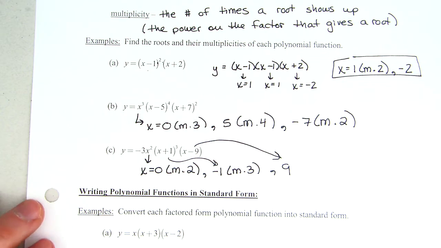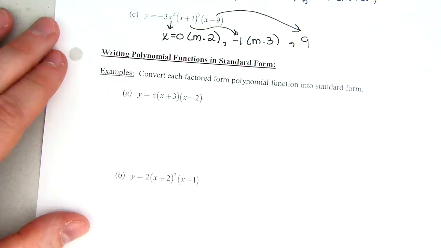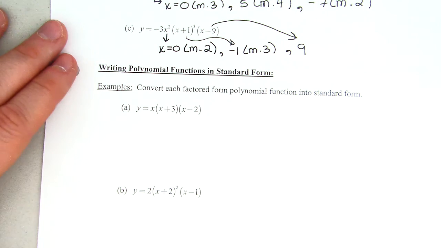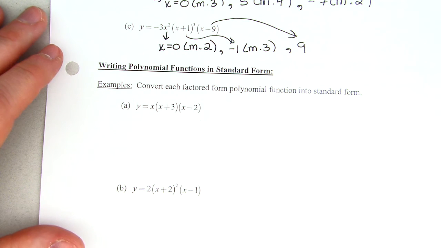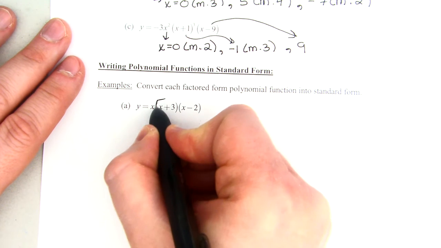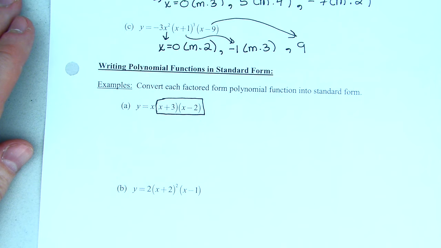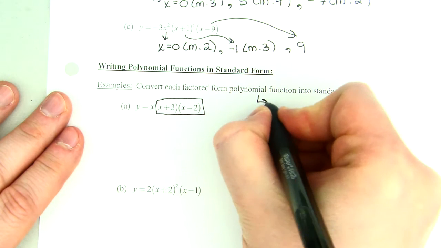Next thing we need to be able to do is convert from factored form to standard form. This is really not a big deal. I've got this polynomial function in factored form. I think you already know how to convert it. All you have to do is FOIL, distribute, all that good stuff. If it was me, I would FOIL these two pieces, and when done, I would distribute the x to that. See what you can do, and when you're done, send your answer into Edpuzzle.